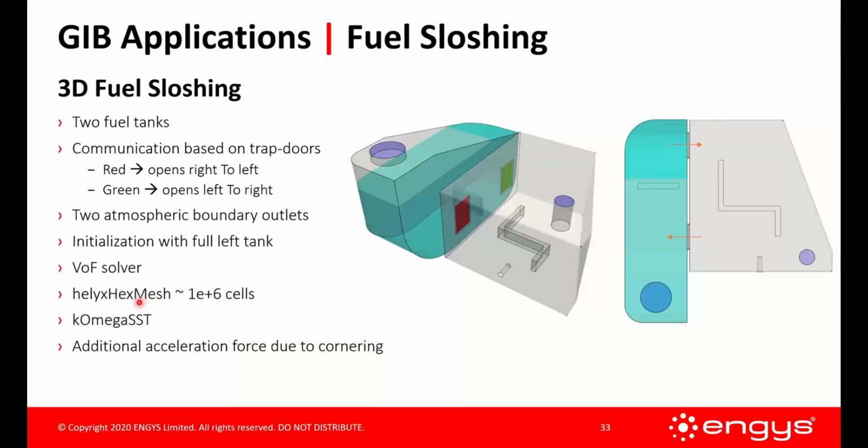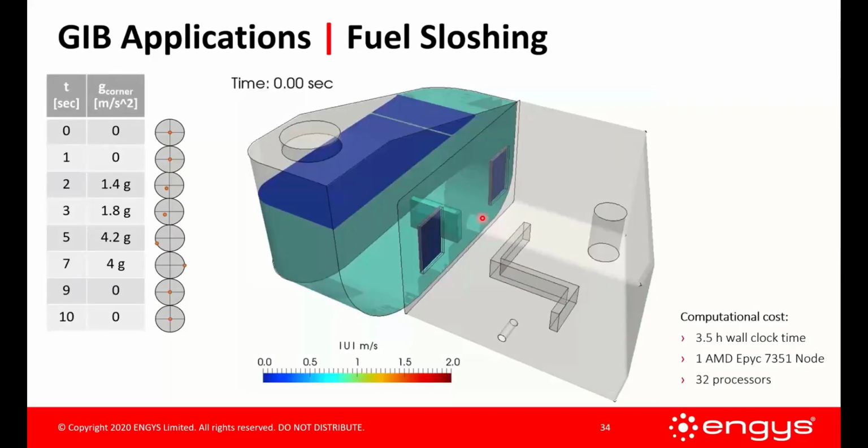What we did was apply an additional acceleration force during cornering that would cause a shifting of the fluid inside of this domain, and there are some baffles to try to reduce the forces of the fluid slamming against the wall. This is a simplified case compared to the real case, and what we're given is this gravitational force, or gravitational vector, versus time to simulate the cornering.